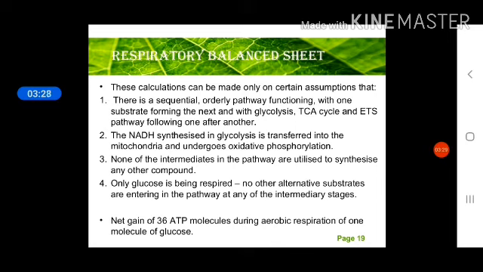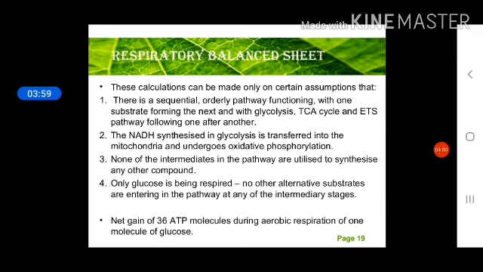Fourth, only glucose is being respired. No other alternative substrates are entering the pathway at any intermediary stage. So this calculation is only for glucose as the respiratory substrate, while actually there are so many respiratory substrates utilized during respiration. So you have to remember all these four points, which are just assumptions to calculate the respiratory balance sheet.